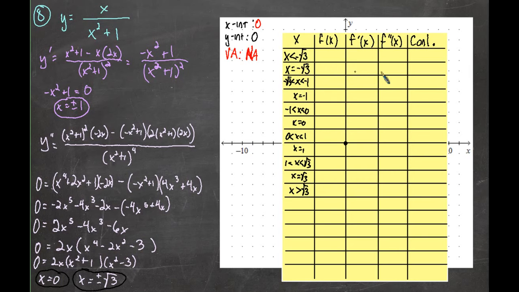Okay, so let's see. Negative square root of 3, what's going on there? Double prime is 0. What's going on at negative 1? We've got an extrema there, possibly. X is 0, we've got a possible point of inflection. X is 1, we've got hopefully an extrema of some kind, and then another possible point of inflection. Okay, this looks like a pretty interesting function.